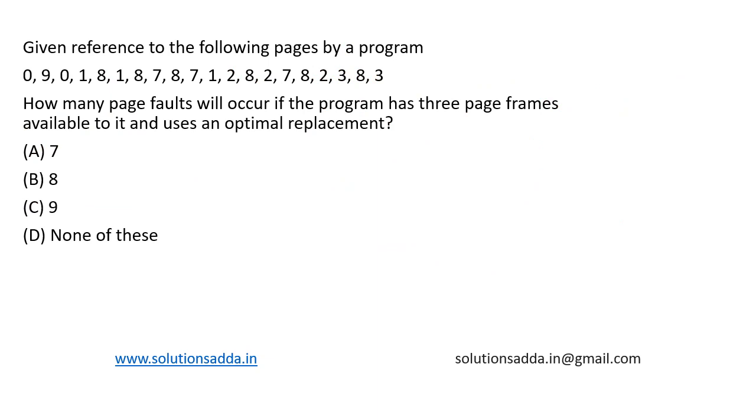This is a question from operating system. Given reference to the following pages by a program, we have 0, 9, 0, 1, 8, 1, 8, 7, 8, 7, 1, 2, 8, 2, 7, 8, 2, 3, 8, 3. How many page faults will occur if the program has 3 page frames available to it and it uses optimal replacement?